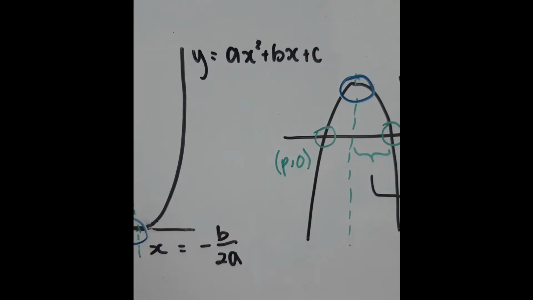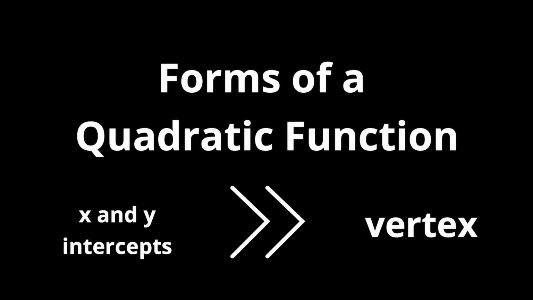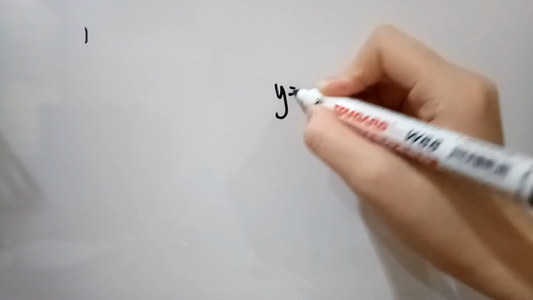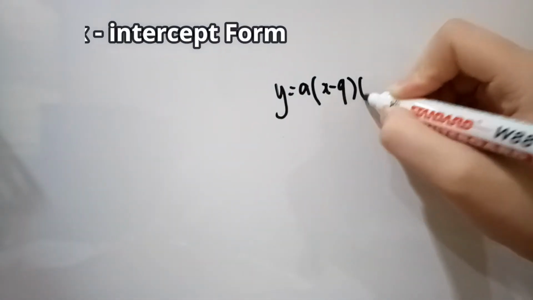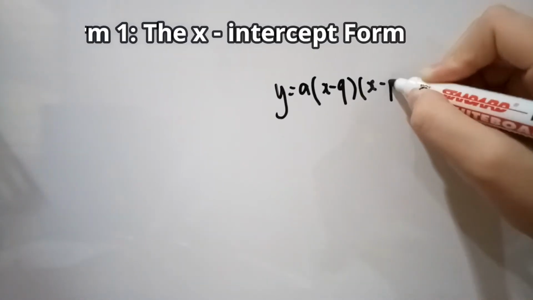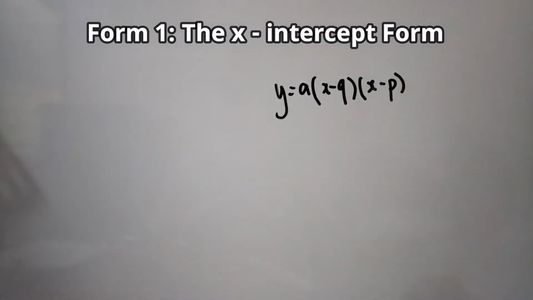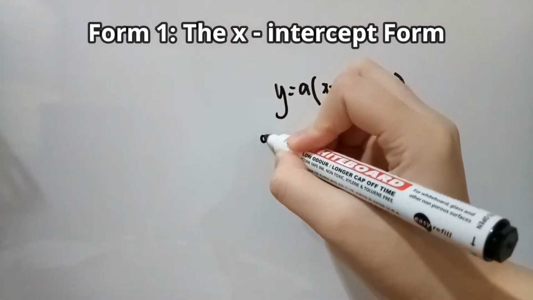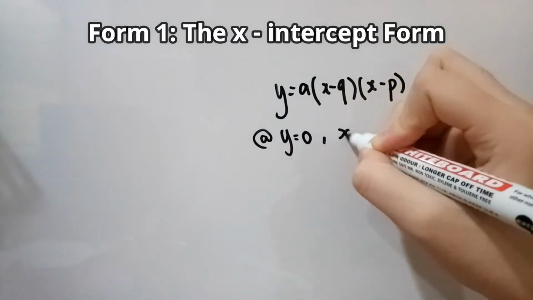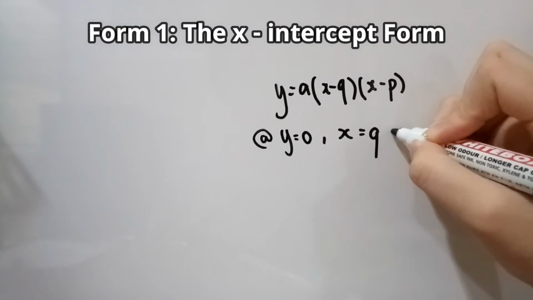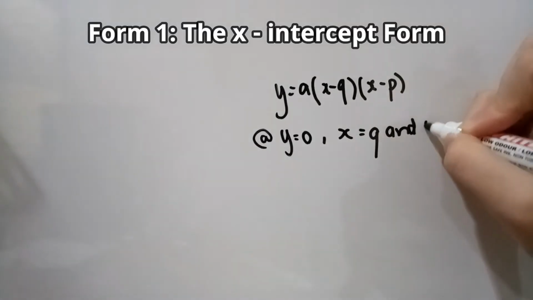Next, we have different forms of writing quadratic functions that make it easier for us to find the x and y intercepts as well as the vertex. Form 1. The x-intercept form. It takes the form of y equals a times x minus q times x minus p. Notice that when you make y equal to 0, you get x minus q times x minus p equal to 0, and it gives you x equals p and q.